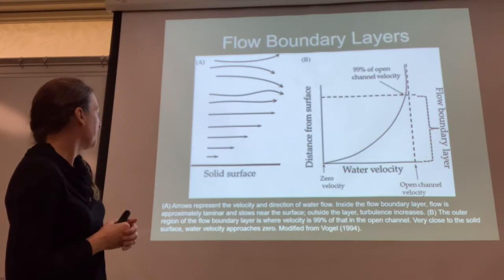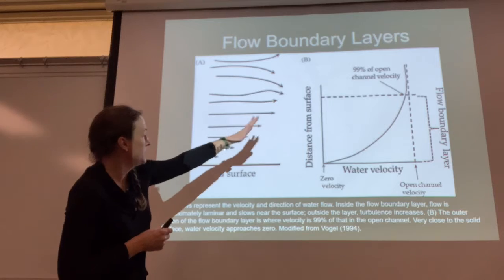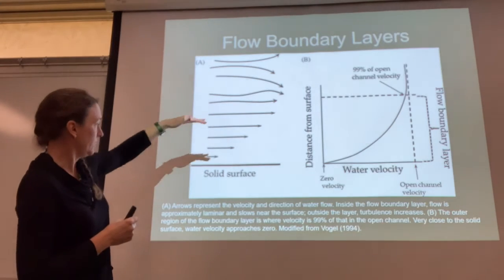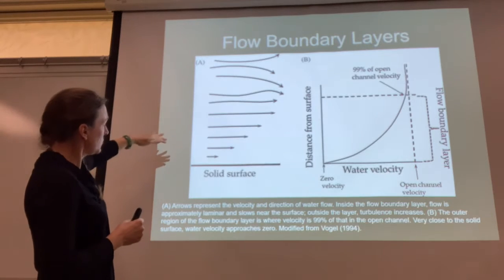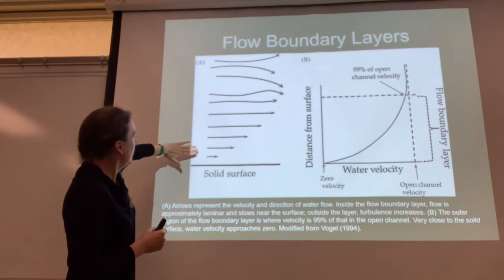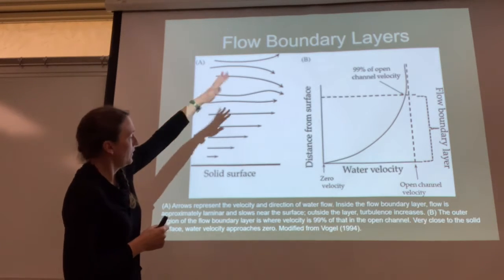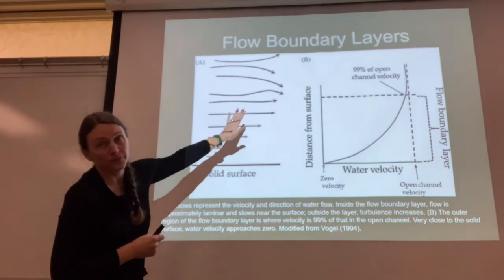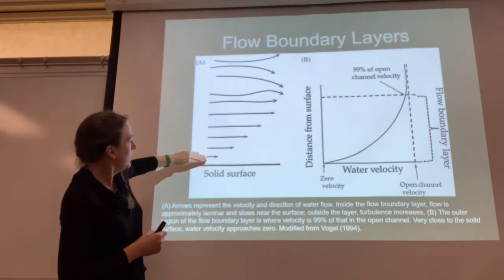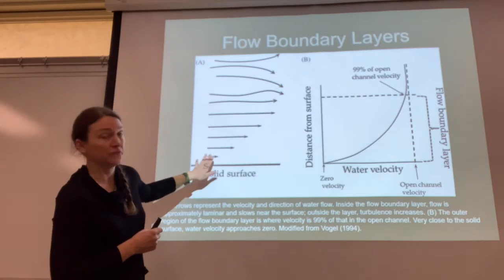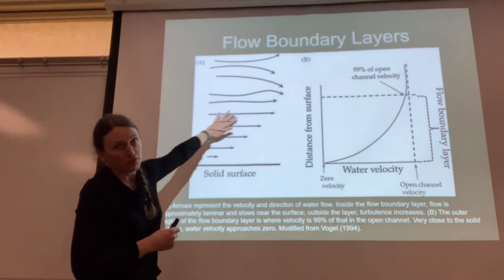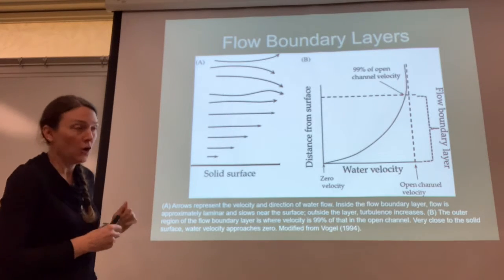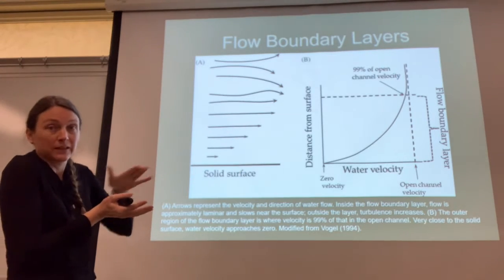So these arrows represent the velocity and direction of water flow along a smooth or solid surface. What you can see is that the direction of water is the same for everything, but close to the surface you have slowed down because of friction between the water and the surface. And then it gets faster and faster in this area of what's called laminar flow. Laminar meaning like a sheet, like a layer.